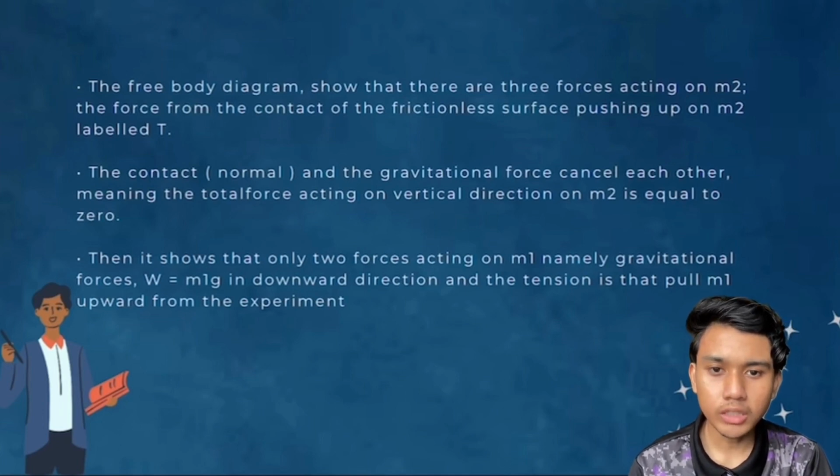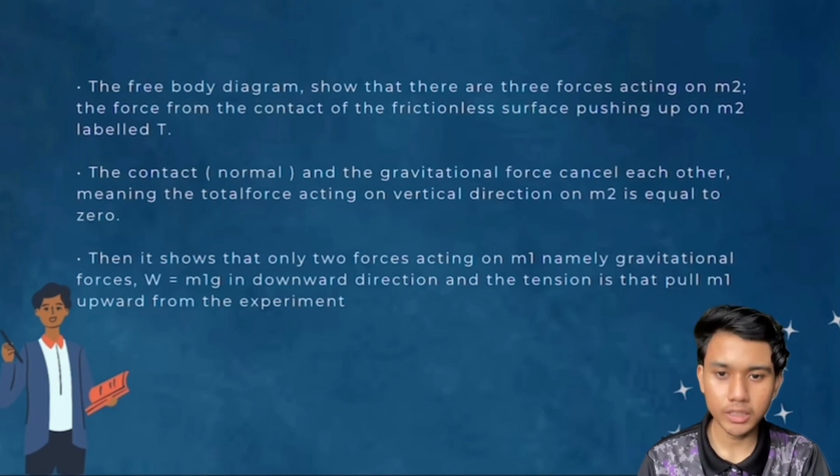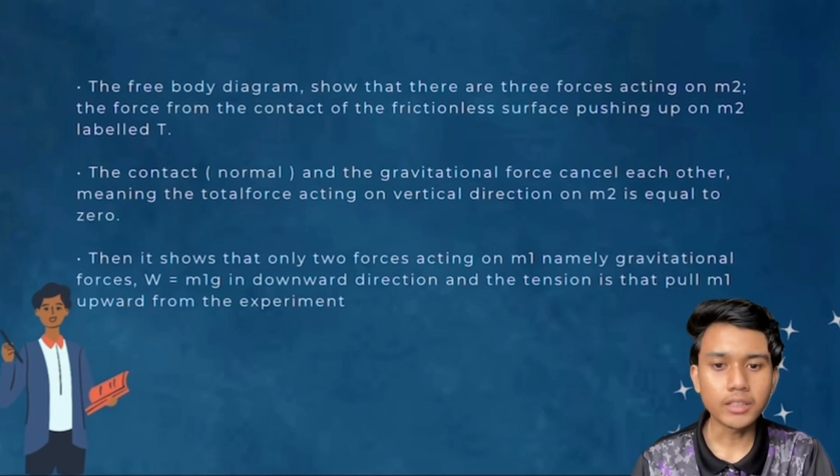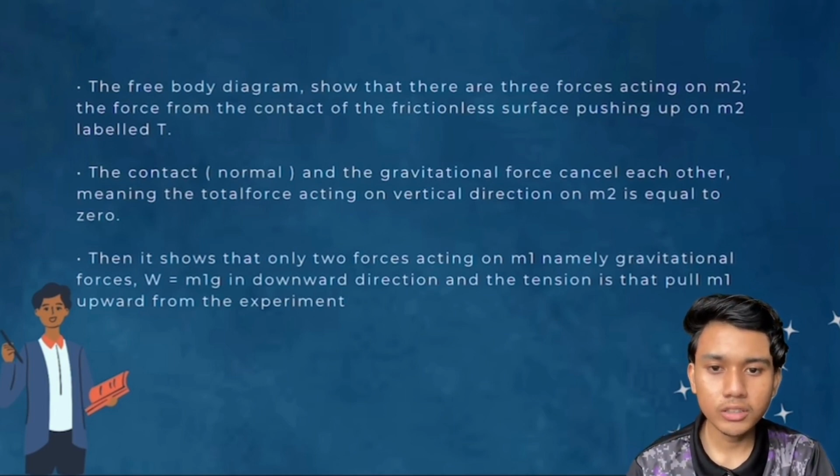The force from the contact of the frictionless surface pushing up on M2 is labeled N. The contact force and the gravitational force cancel each other, meaning the total force acting in the vertical direction on M2 is equal to 0. Then, only two forces act on M1, namely the gravitational force W equals m1g in the downward direction, and the tension T that pulls m1 upward.